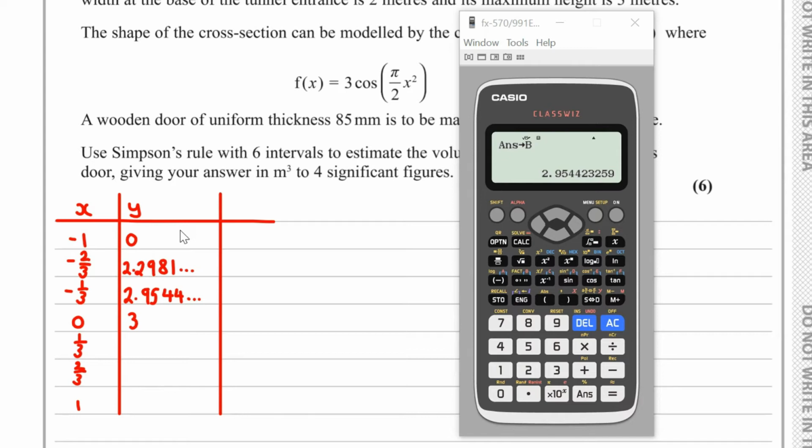Now for the other values, for x squared, if we have -1 all squared, that's the same as 1 squared. So through symmetry, this value will be 0, and -2/3 all squared is the same as 2/3 all squared. So this value here is the same as this value. So we've got 2.2981, etc. And -1/3 all squared is the same as 1/3 all squared. So this value is the same as this value. So we've got 2.9544, etc.